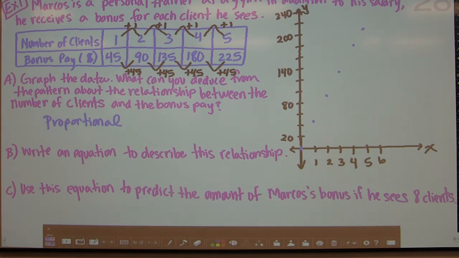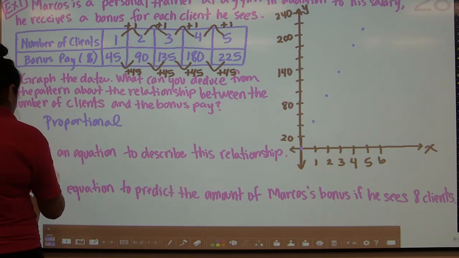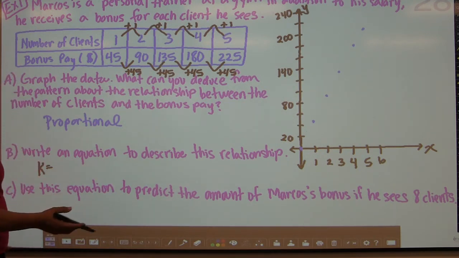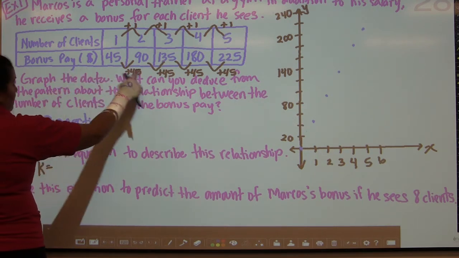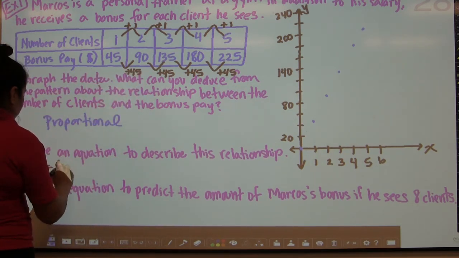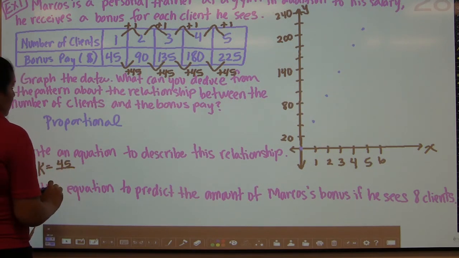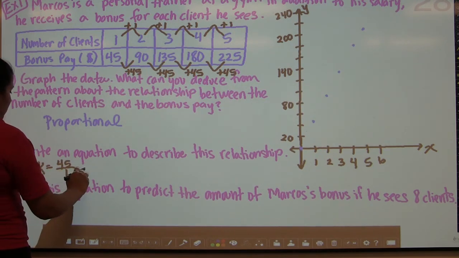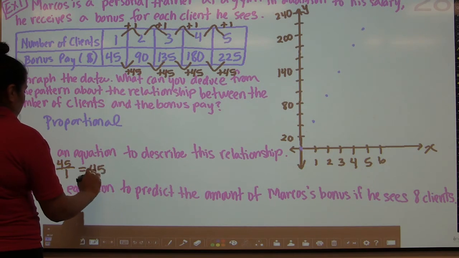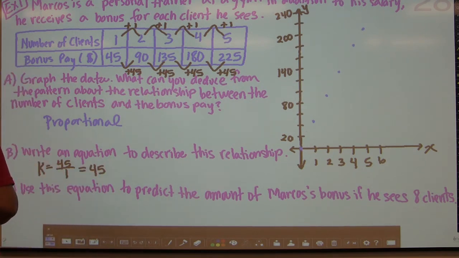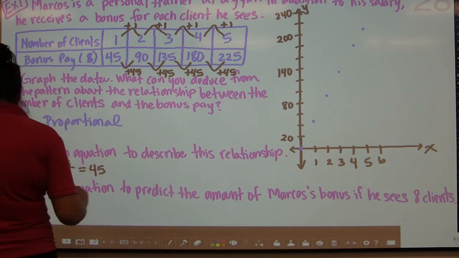So the difference between the values for the clients is 1, and the difference in the values for the pay is 45. That means my k value is basically like my slope, which is the change in y over the change in x. So the change in y, which is the bottom here, is 45, and the change in x is 1. So basically, my k value is 45. So my equation will be y equals 45x.